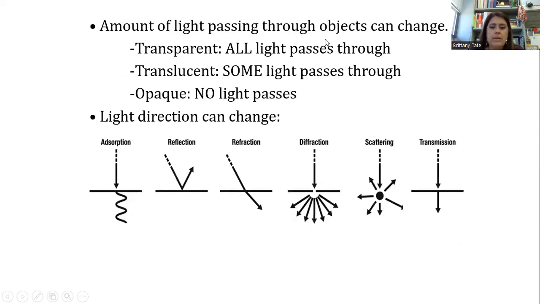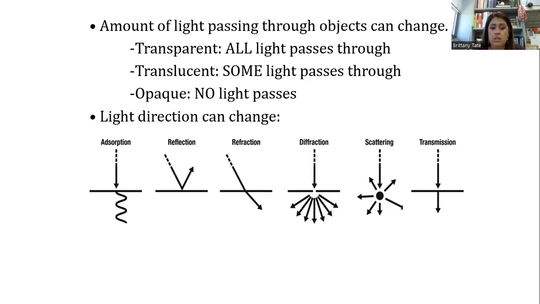So light has the ability to pass through objects, and as it passes through objects, it can interact with that object differently. Remember, we all have behaviors that are different in the classroom or different with our friends. Light also has interactions and behavior. It's different with the objects it's interacting with.